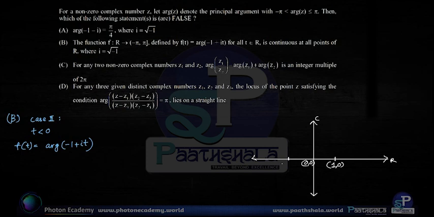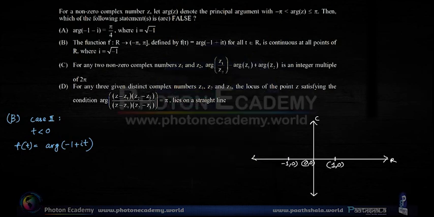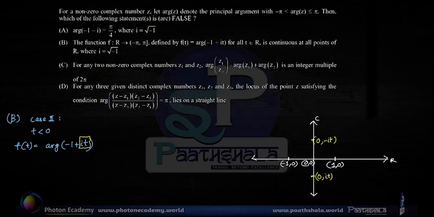And the left side is (-1, 0). We have argument of -1 + it. The it term here would lie on the minus y-axis. This is (0, it). This is (0, -it), because we considered t as less than 0. The vector formed is the intersection of both the lines. This is the vector that formed.